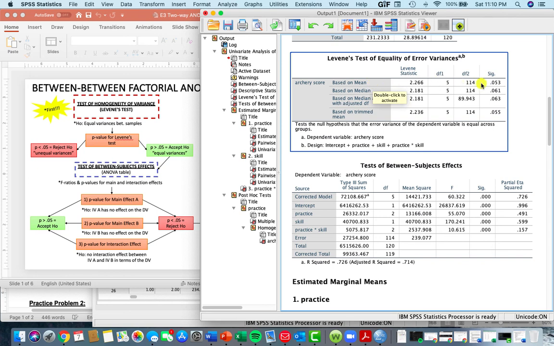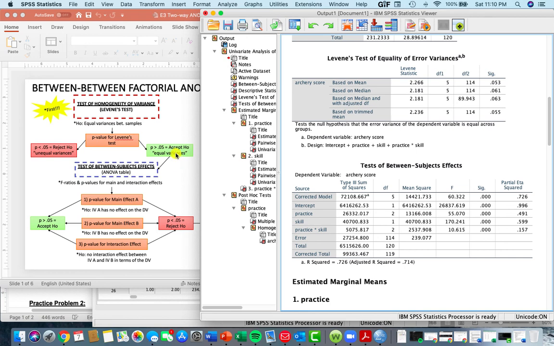Remember, Levene's test has a p-value, and the p-value is assessing a null hypothesis, which all of you should know by now is looking at whether samples have equal variances, right? So the null hypothesis for Levene's test is that we're assuming we have equal variances. In this case, our p-value is greater than 0.05, so we would accept the null hypothesis and say we have equal variances. And so then we can go straight to our tests of between subject effects.